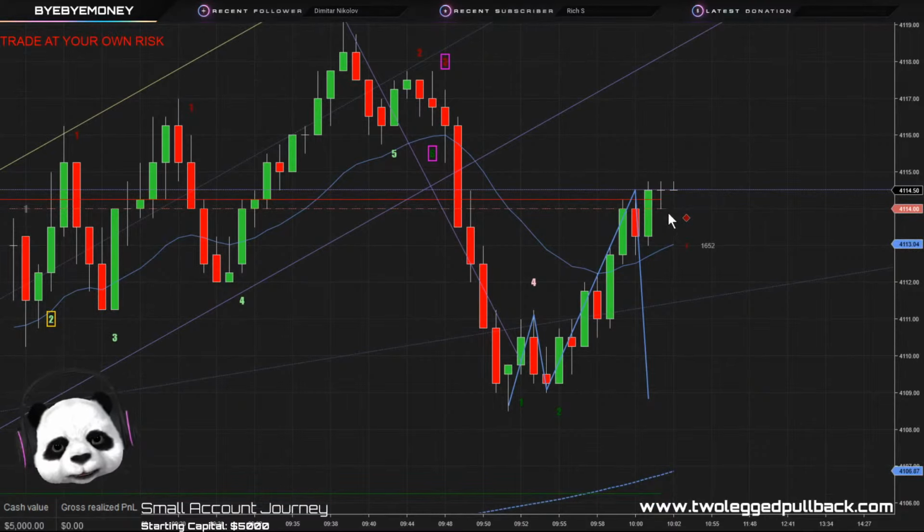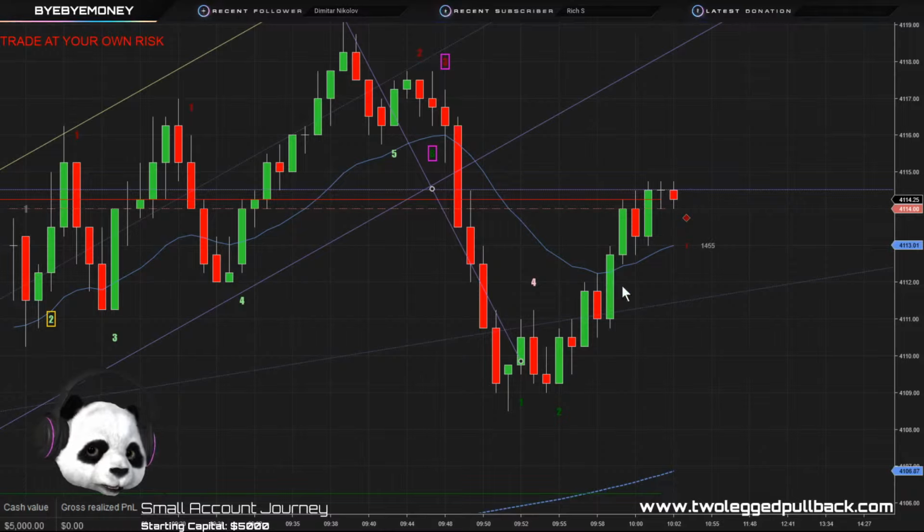Doji bar, I cannot trade this. I hate dojis. I do not trade on dojis. Been burned way too many times on dojis. Hope you guys understand what I'm trying to say here with this.